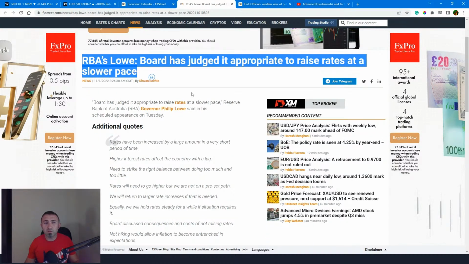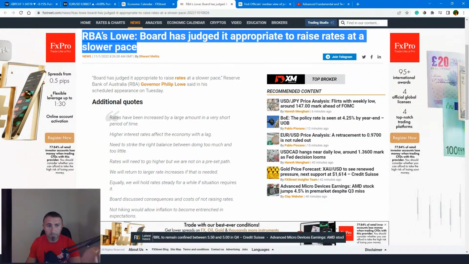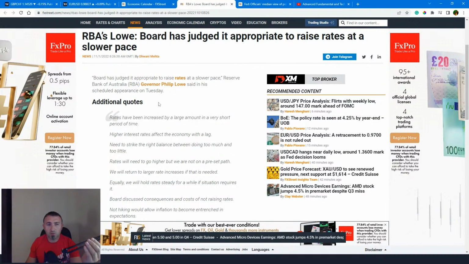So we can see that this is the first bank that is actually taking some dovish steps for the coming year, let's say. As you can see on the lower side, additional quotes from his statement. Rates have been increased by a large amount in a very short period of time. So this is for the Bank of Australia.